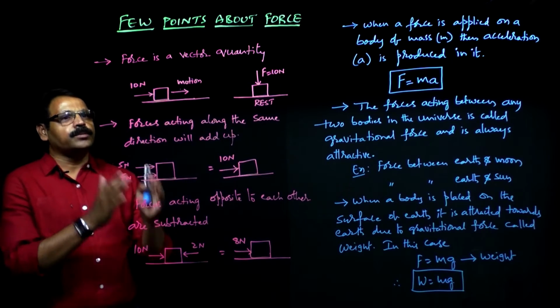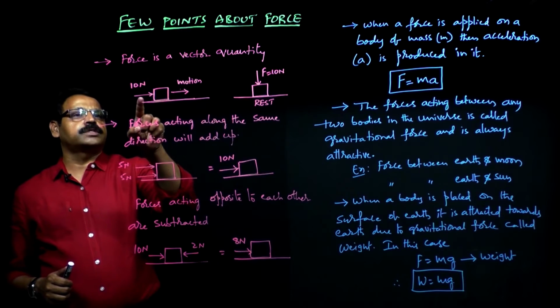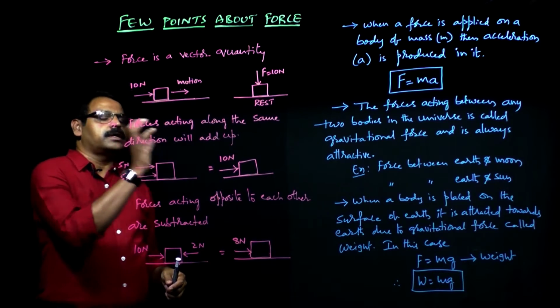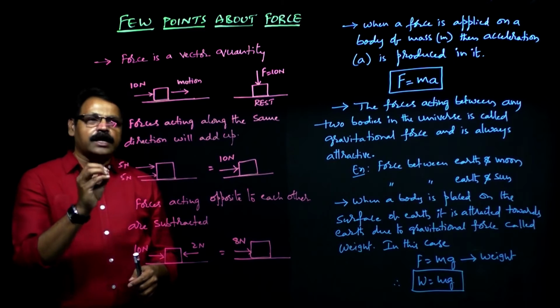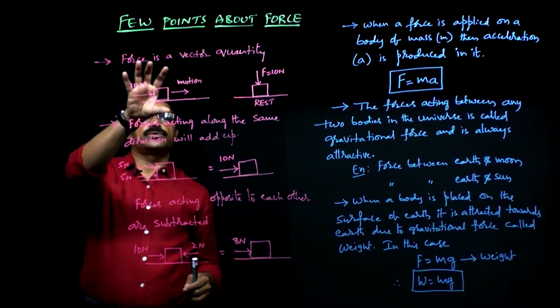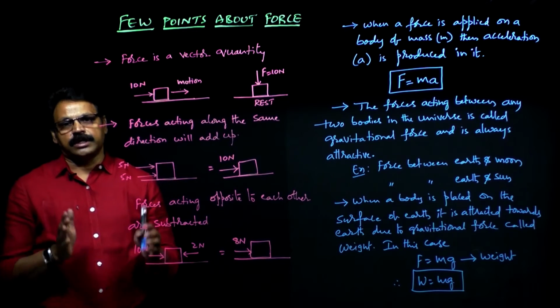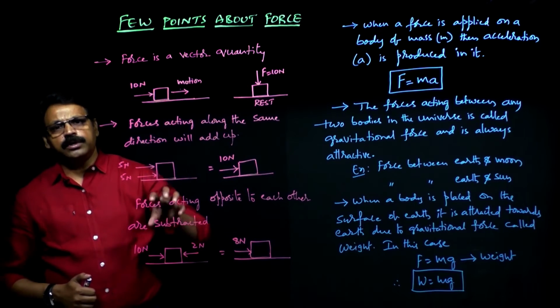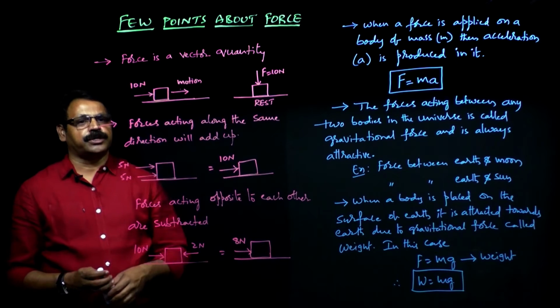So what I mean to say is, when a force is acting, it will be acting in a particular direction. If any physical quantity has direction as well as magnitude, then you call it a vector quantity. Remember that force is a vector. It will have the magnitude and also the direction.